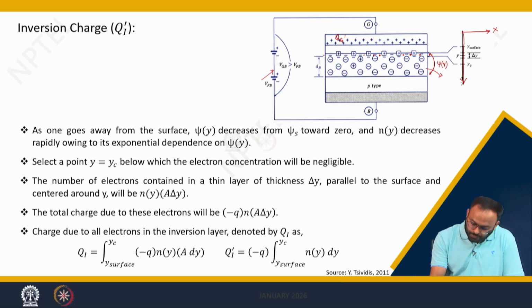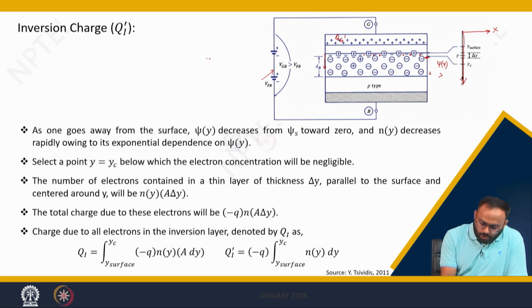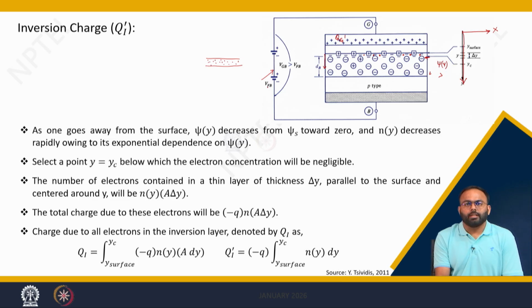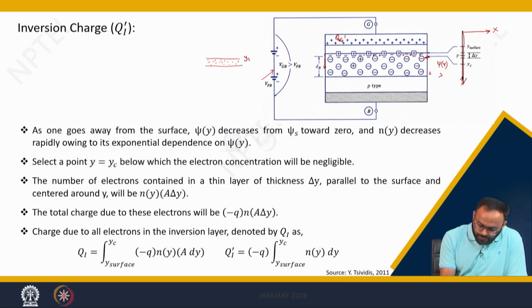Now when you move from the surface toward the body, what will happen? This psi y will be decreasing. If psi y is decreasing, it means some point will come up where the inversion charge is also decreasing, and hence you can fix a point as yc, and we can assume that there is a sheet of carriers, or sheet of inversion charge, which is present near the surface. This point is y surface and this point is yc.